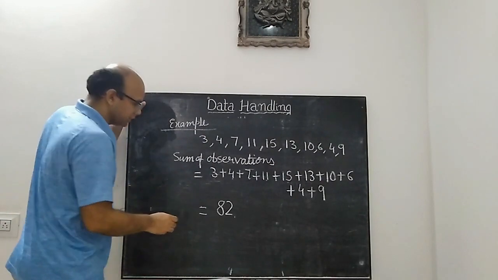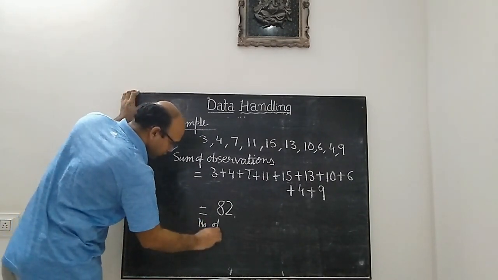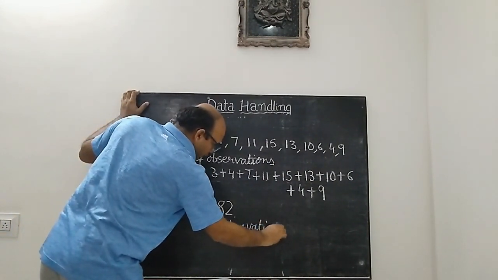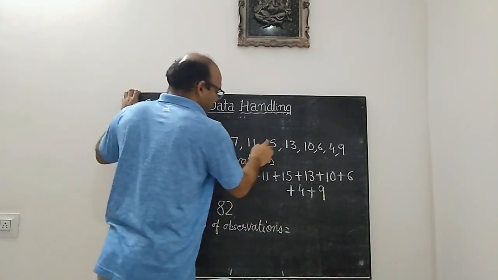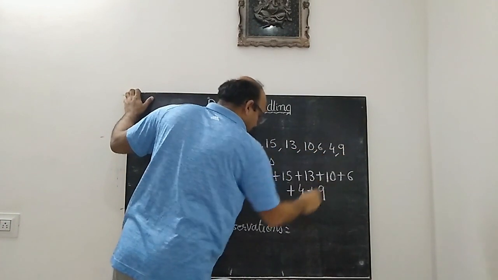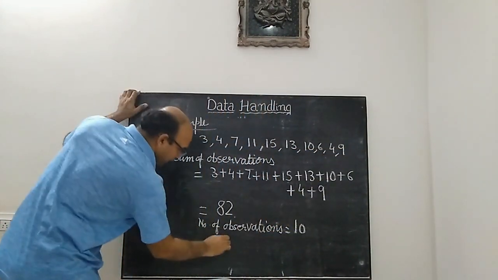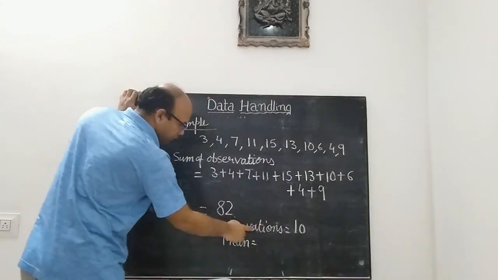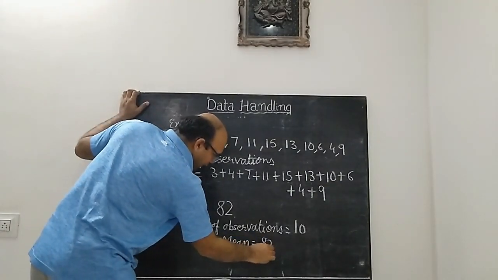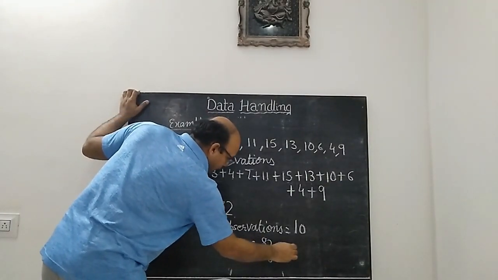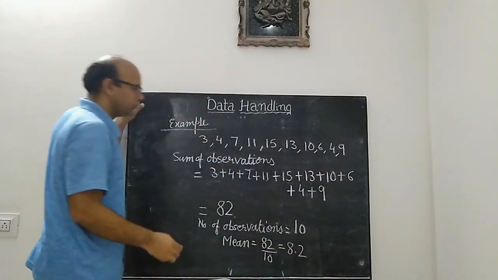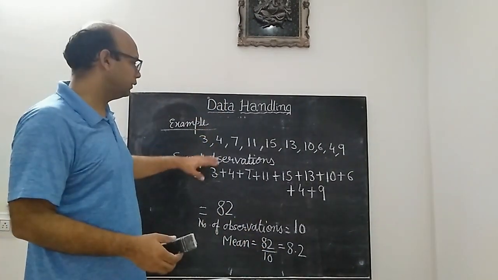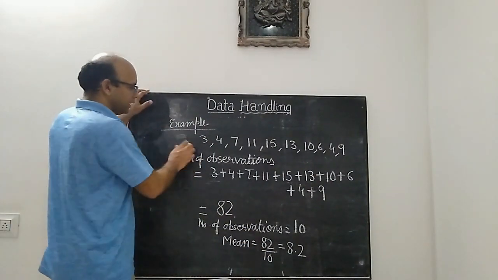So this is the sum of the observations. Number of observations, if you count, number of observations will be 1, 2, 3, 4, 5, 6, 7, 8, 9, 10. So the mean, we write the formula, sum of all the observations divided by number of observations, and then it will be 82 by 10, that is 8.2. So that is how we calculate the mean of the data or the average of the data.